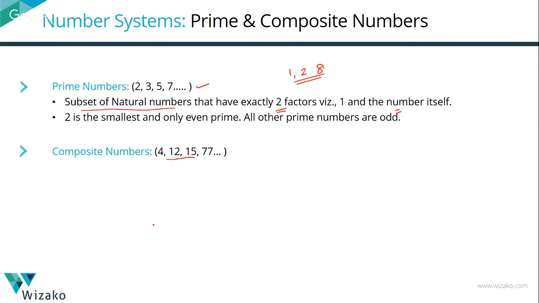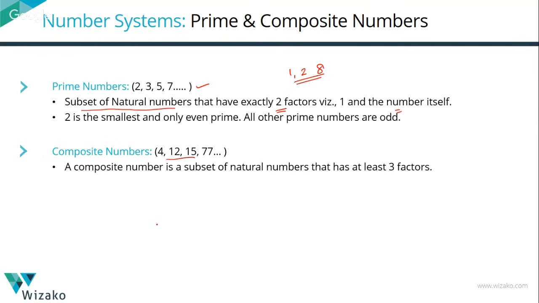So what is the definition of composite numbers? Composite numbers are again subsets of natural numbers. And these numbers should have a minimum of 3 factors. They should have at least 3 factors. If they have 2 factors, then they are prime. If there are 3 or more factors, these numbers would be called composite numbers.